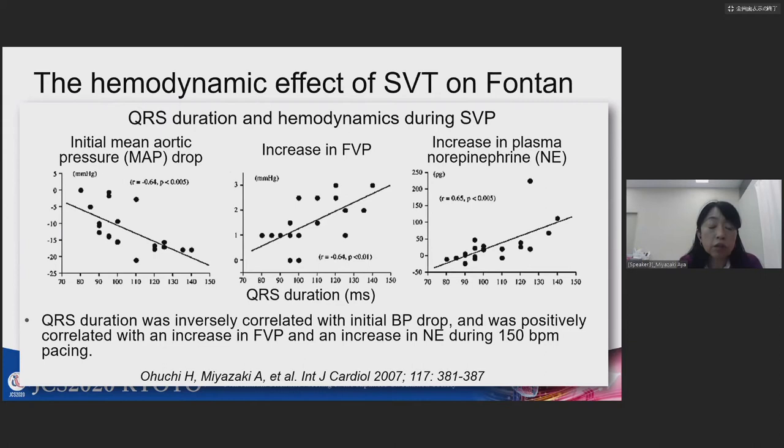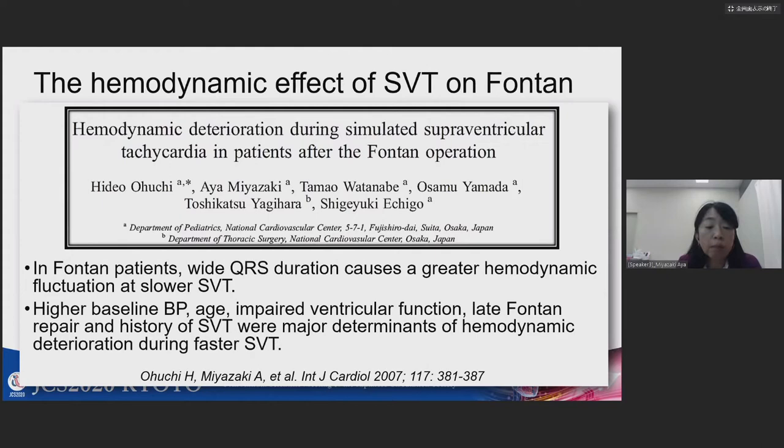These figures show the variation between QRS duration and hemodynamics during the SVP. QRS duration was inversely correlated with initial BP drop and was positively correlated with an increase in FVP and an increase in norepinephrine during 150 BPM pacing. With this result, this paper concluded that in Fontan patients, wide QRS duration causes greater hemodynamic fluctuation at slower SVT. Higher baseline BP, age, impaired ventricular function, late Fontan repair, and the history of SVT were major determinants of hemodynamic deterioration during first SVT.